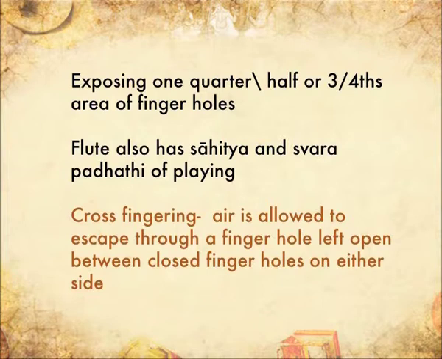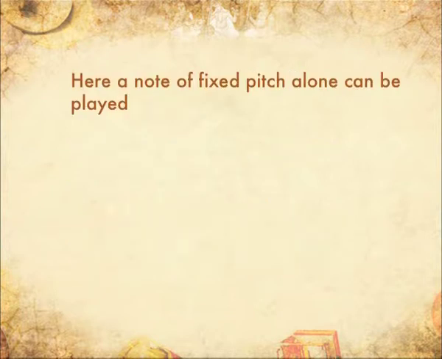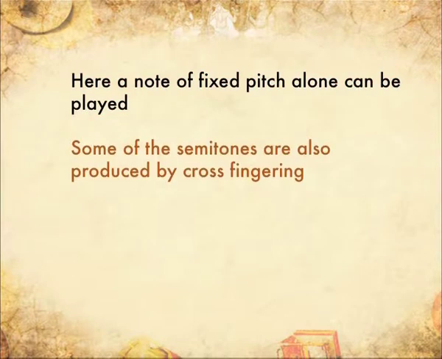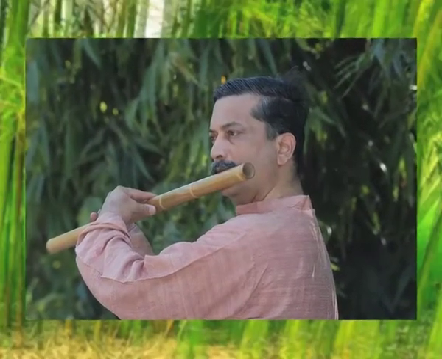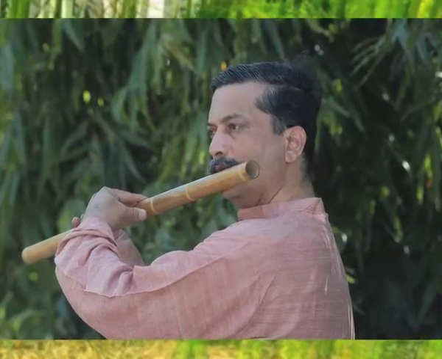Cross-fingering is a case wherein air is allowed to escape through a finger hole left open between closed finger holes on either side. In cross-fingering, a note of fixed pitch alone can be played. Some of the semitones are also produced by cross-fingering. Example, Sadharana Gandharam is heard when the holes 2, 3 and 4 are closed and blown.